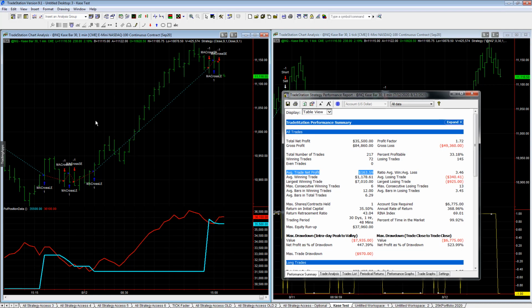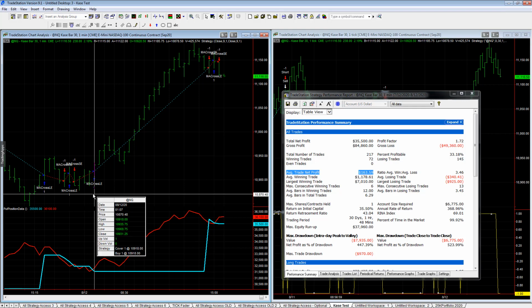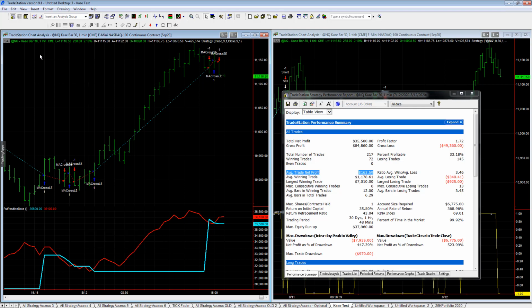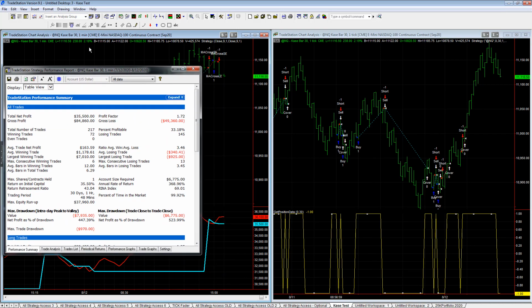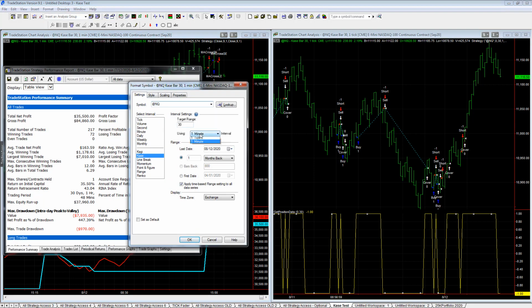This is simply the moving average crossover that comes with the TradeStation platform. This is not one of my strategies. It's just moving average crossover long entry, moving average crossover short entry on an NQ Kase Bar 30 target range 1 minute look inside bar. Now let's go down and look at it on the 1-tick look inside. You want to look inside on 1-tick charts to make sure that it is accurate.